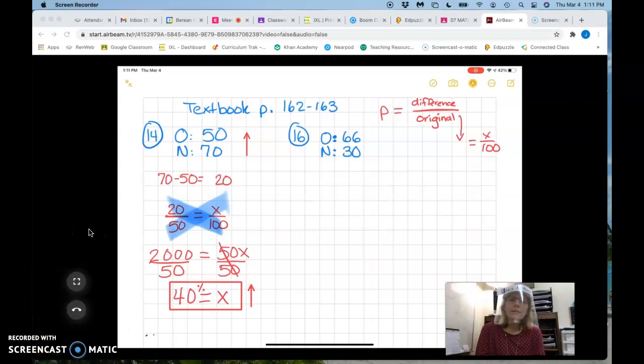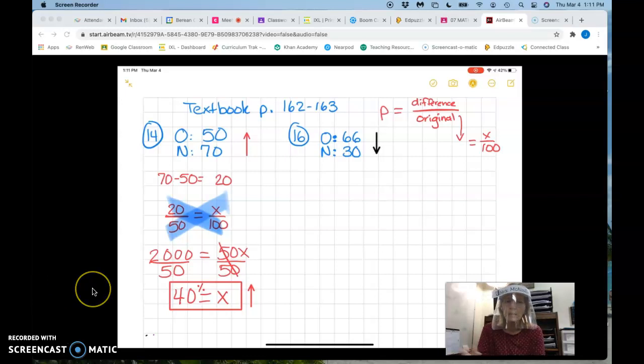Let's do number 16 the same way. First, we're going to look at the prices. The original is 66. The new is 30. Is that an increase or a decrease? It's a decrease because 30 is less than 66. So this time it's a decrease.